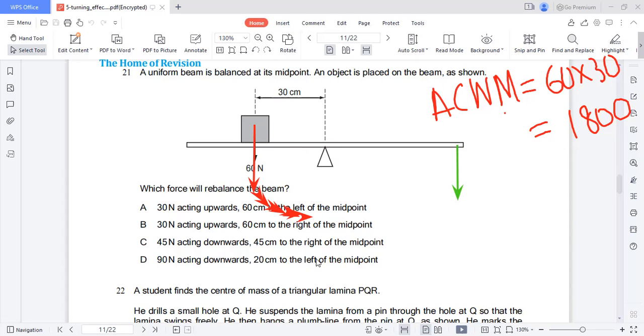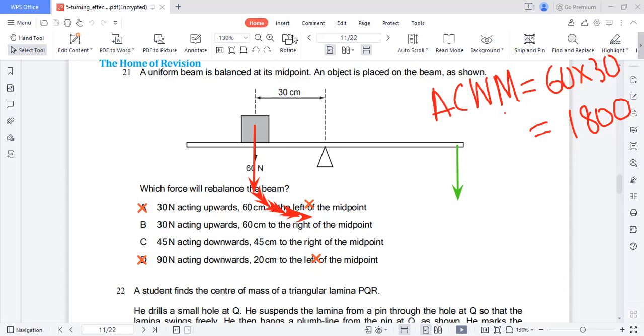That's totally incorrect. This option is incorrect because it is talking about wrong thing. And there is one more thing, left side of the midpoint, this option is also incorrect. So we cannot consider these two options. These two options are left. Let's discuss them one by one.